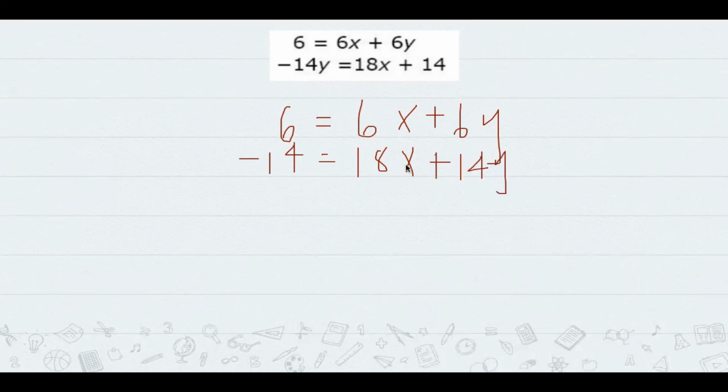So now we want to get rid of one of the variables so we can solve for the other. So I already see a common multiple here. So we would multiply this by negative 3. So negative 3 times positive 6 would be negative 18, so you can cancel that out. But whatever you do to one side, you have to do to the other. So we're going to do it on both sides. So you would get negative 3 times positive 6 is negative 18.